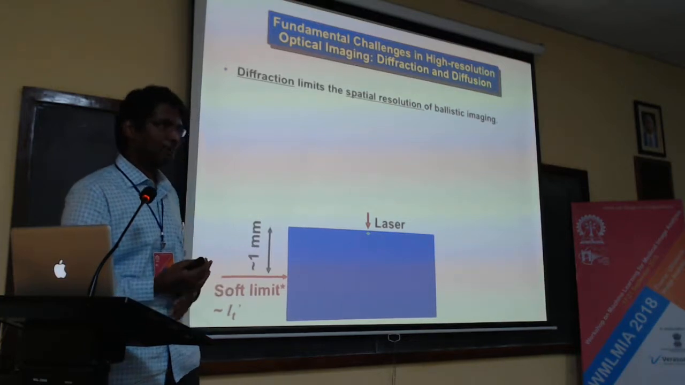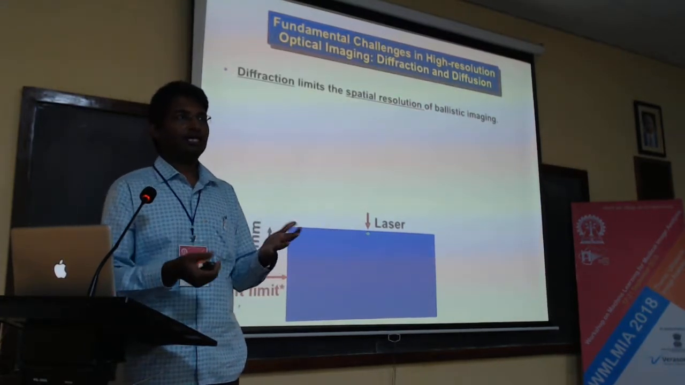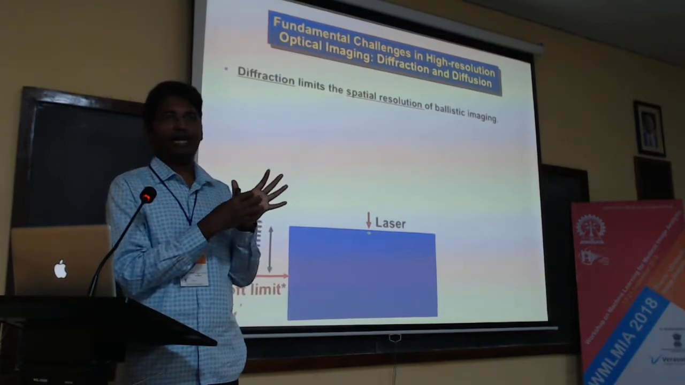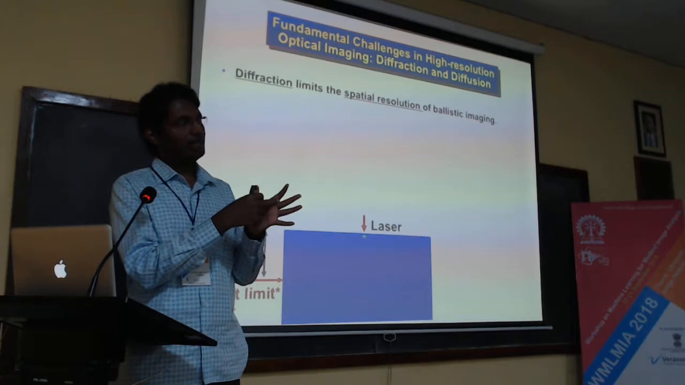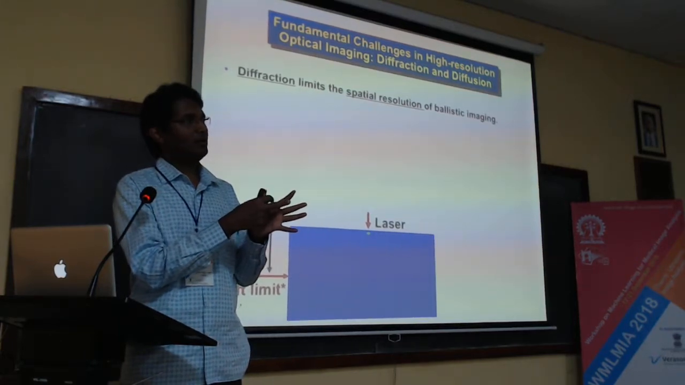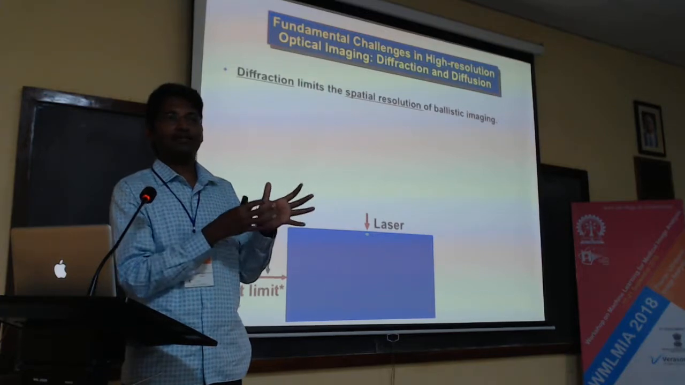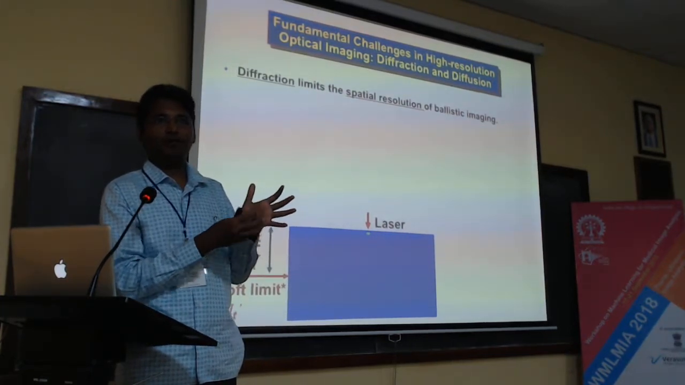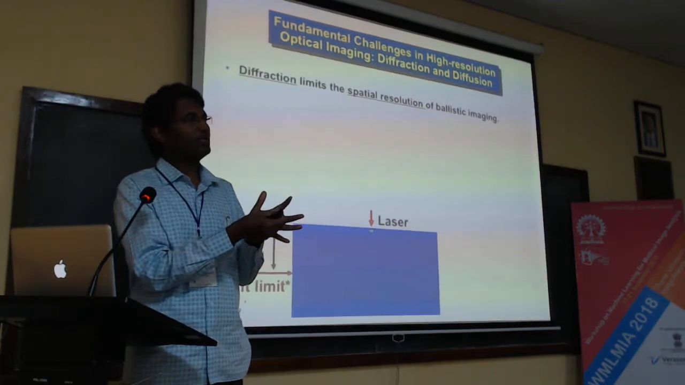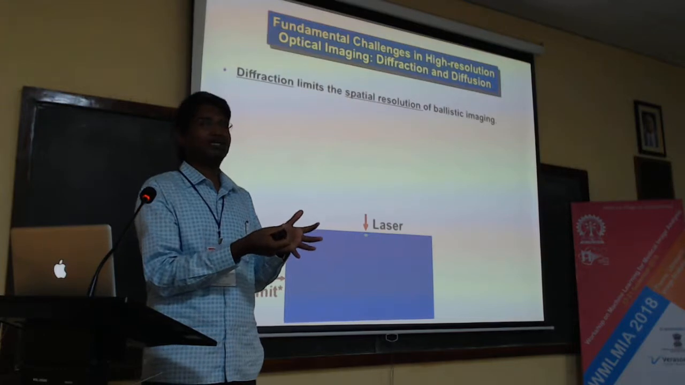Just imagine like this. I'm sure you have done this experiment: you take a torchlight and put it on your hand. What happens is that all the edges will glow, and you'll get a red tinge kind of glow. But in the middle there is nothing. So it's very simple: the light is not getting propagated through the hand. Wherever the thickness is smaller, it is getting propagated. This is what we call the diffraction limit.